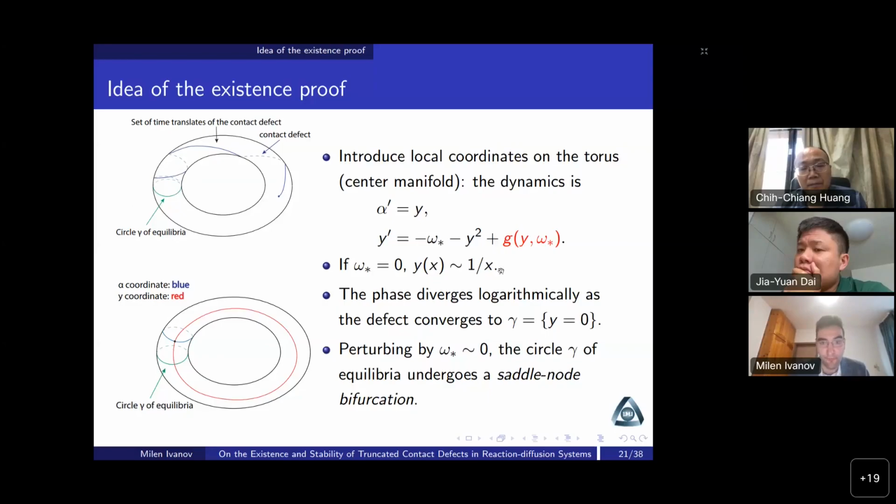And from these equations, we can see that as I perturb by omega star, the circle is going to undergo a saddle node bifurcation. In particular, when I make omega star positive, the equilibria are going to disappear. As I mentioned earlier, one of my assumptions is that this saddle node bifurcation is non-degenerate, so the coefficient which resides here is non-zero.